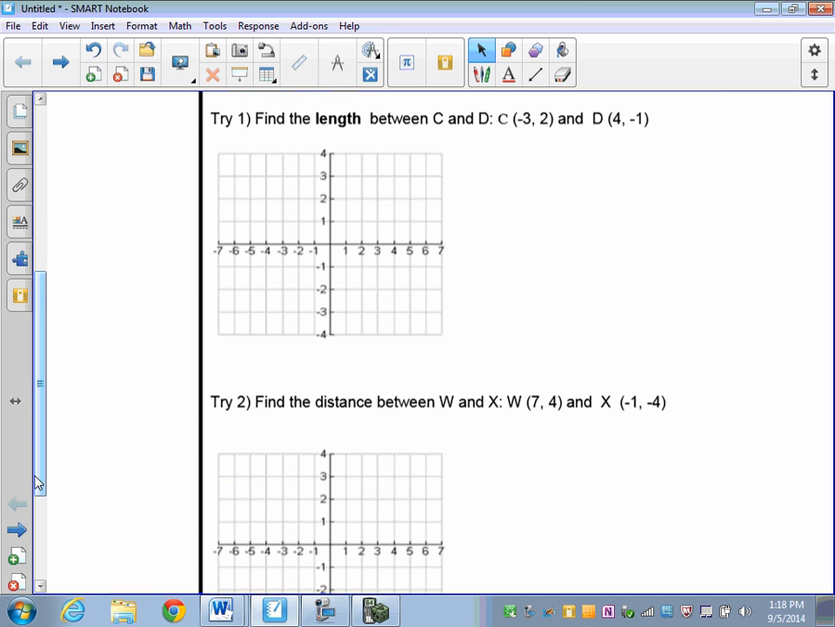So if I look at the next example, these points aren't plotted, so let's plot them. Negative 3, 2, so remember that's the x, 1, 2, 3, and then the y, 1, 2. So this is point C, and D is 4, so we move to the right 4 and down 1. I need to find the length of this right here, so I can make a right triangle and figure out the Pythagorean theorem. So I go down 3, and to the right, 1, 2, 3, 4, 5, 6, 7.